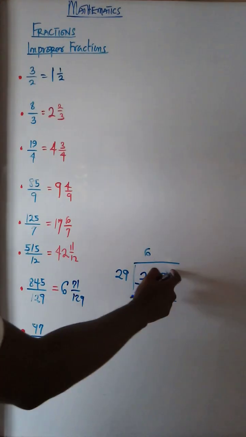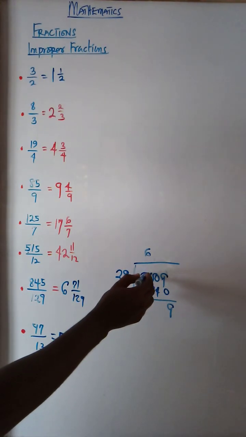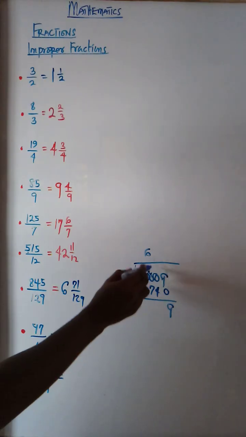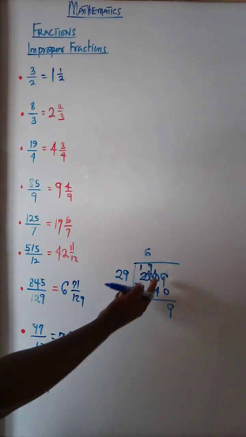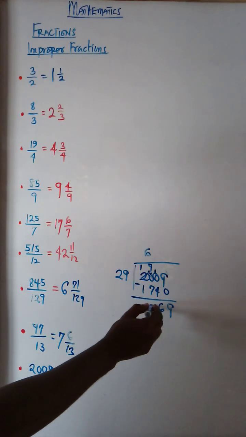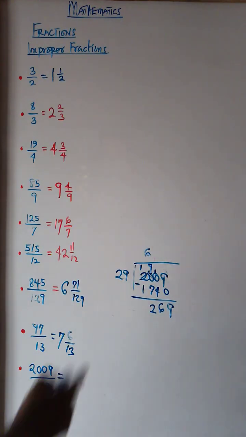Let's subtract and see what we are going to get. 9 minus 0, 9. 0 minus 4 is not possible. Borrow from this, it becomes 1. Then put 1 here. We borrow 1 from 10, it becomes 9. So 10 minus 4, 6. 9 minus 7, 2. So we have 269. Then we'll divide again. 29 into 26 is impossible. 29 into 269.